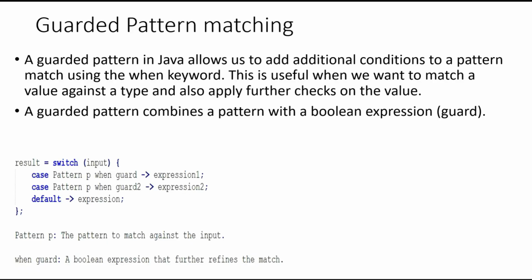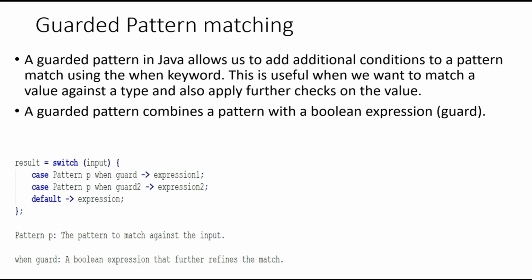In the type pattern, we were checking whether the value is of a particular type or not. Using the guarded pattern, we can add additional conditions to the pattern match, and these conditions can be defined using the when keyword, and these conditions are called guards. This pattern is very useful when we want to match a value against a type and we also want to apply further checks to the value. The guarded pattern combines a pattern with a Boolean expression, and here this Boolean expression is called the guard.